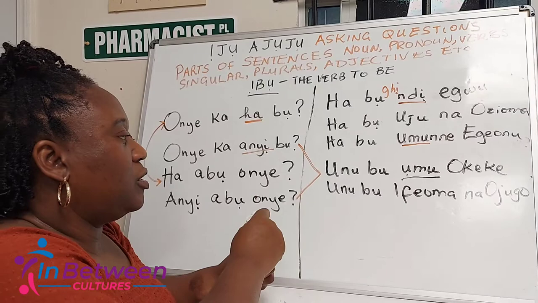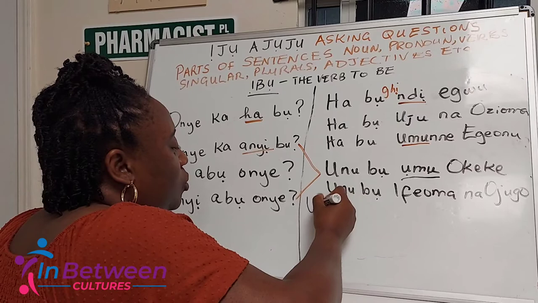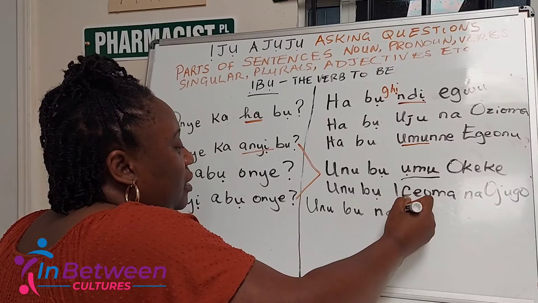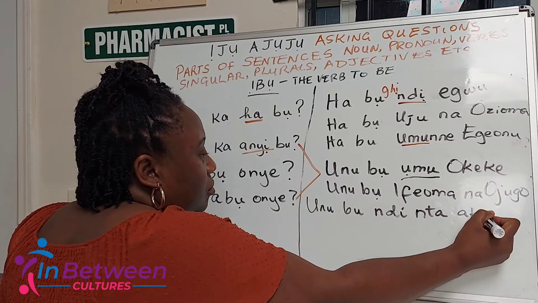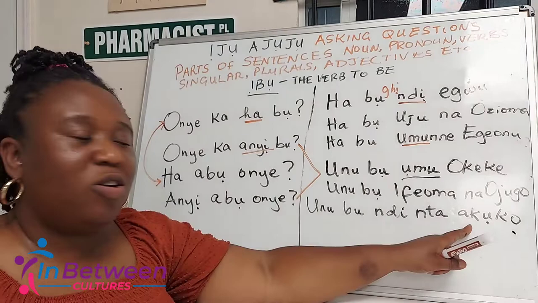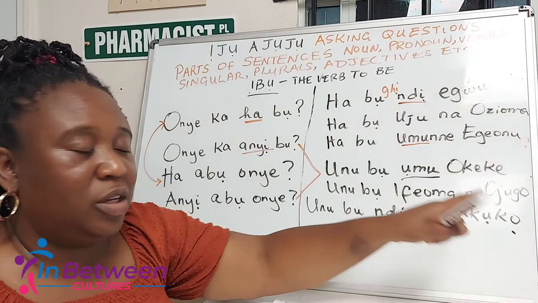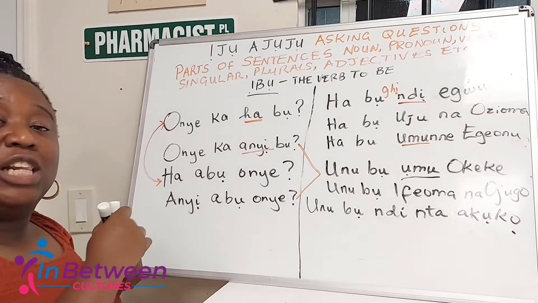Then you can say other things like, unu bụ ndị nta akụkọ. So look at this. Akụkọ is story. Nta hunters. Hunters of stories. So you are journalists. You are journalists.